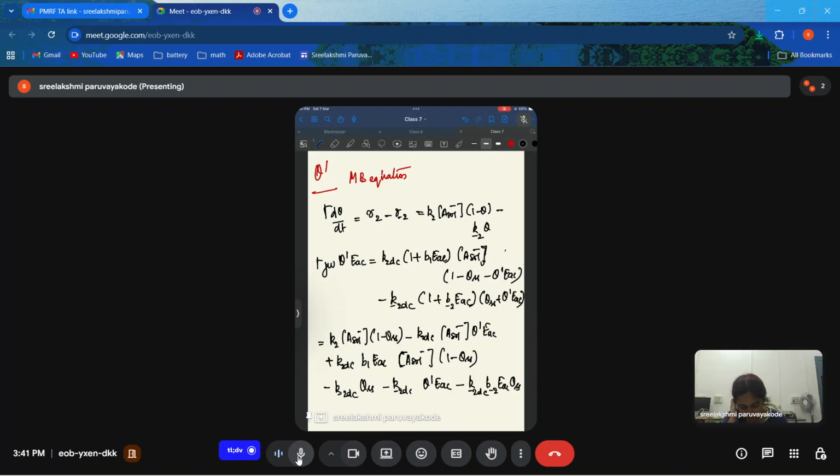So again the last term goes because it has EAC square. Now let me cut down all the terms where EAC is not there. This term doesn't have EAC. This term doesn't have EAC. Now let me cut down EAC from all the terms. This one has EAC. This one EAC. This one EAC. This one EAC. This one EAC. Now let me rewrite such that theta dash terms come one side.